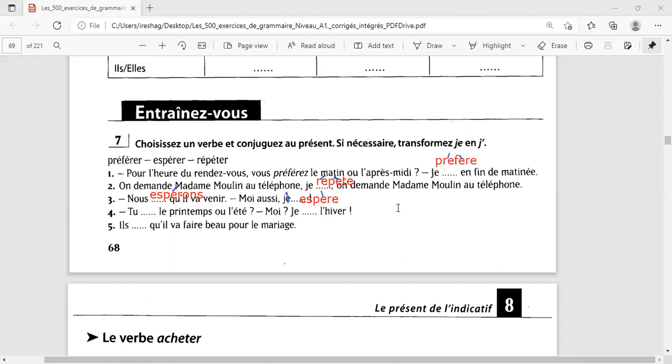Tu le printemps ou l'été? What you put there? You prefer, right? You prefer spring or the summer.